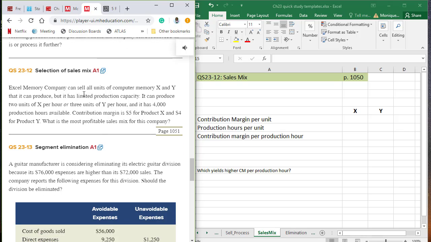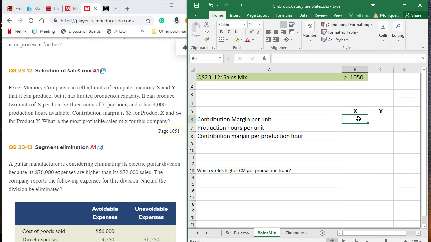Excel Memory Company can sell all units of computer memory X and Y that it can produce. So no matter how many they're going to be able to produce, they're going to be able to sell them all. It has limited production capacity. It can produce 2 units of X per hour or 3 units of Y per hour, and it has 4,000 production hours available. Contribution margin is $5 for X and $4 for Y. What is the most profitable sales mix for this company?